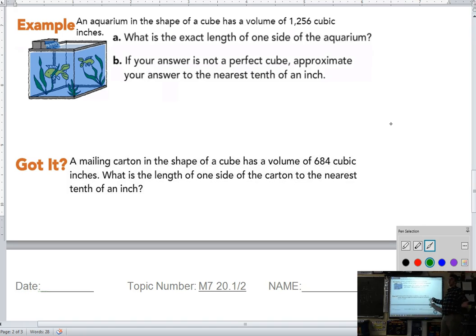So now you have an aquarium and you're gonna find the cube root of it again, but it's gonna be like what we did last time with square roots, where you have to put it into decimal form because it wasn't a perfect square, and you're gonna have to round. So it would just be the same. So you take 1,256, you put it under the radical cube, and you get the answer. 10.8.